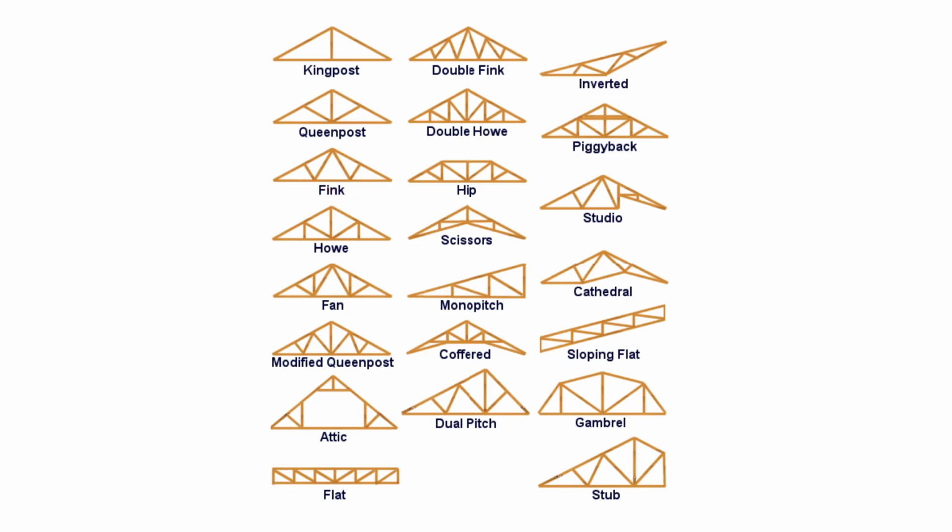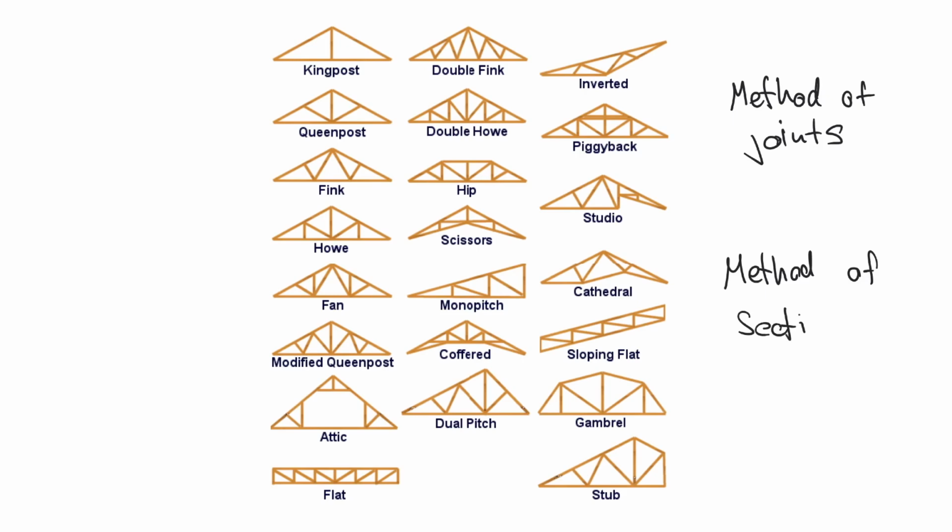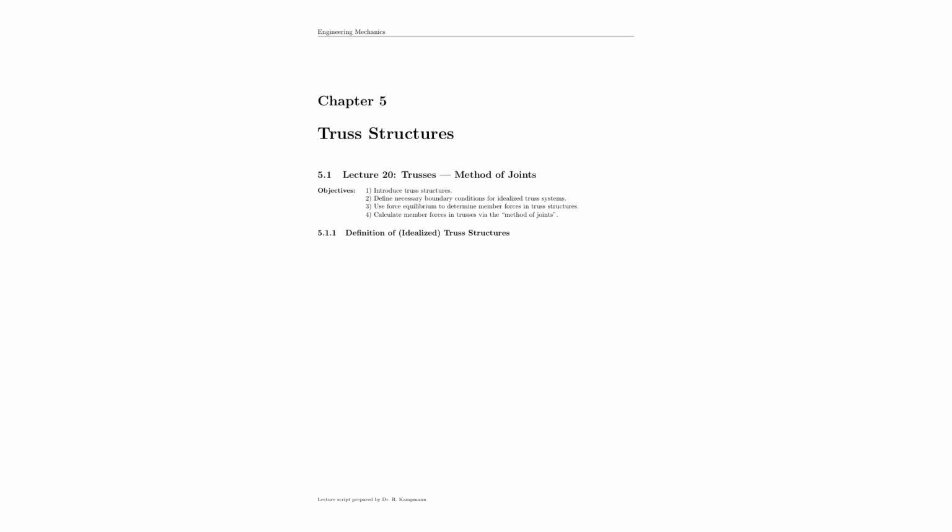And let me just tell you that there are two methods to deal with these types of trusses, at least in engineering mechanics. That is the method of joints and the method of sections. And in today's lecture, we will really only focus on the method of joints, and I will explain in a second why it's even called method of joints. And the method of sections is something we're going to deal with in a following lecture. Both of them are meant to analyze the forces within truss systems so we can design them later on. But today we only focus on the method of joints, and method of sections will follow later. So that takes us right into our lecture 20.